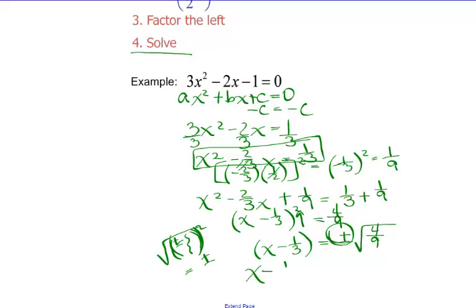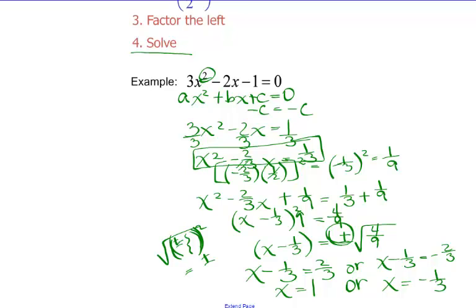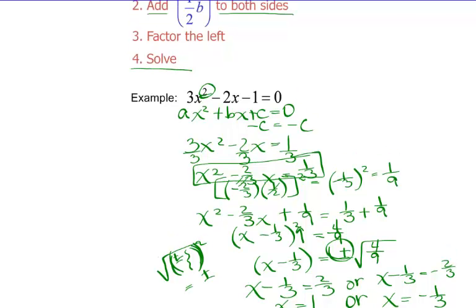So I have x minus 1/3 equals, and the square root of 4 is 2, the square root of 9 is 3. So it either equals a positive 2/3 or x minus 1/3 equals a negative 2/3. Since we're dealing with a quadratic equation, I shouldn't be surprised that I have two possible solutions. So here I'm going to add 1/3 to both sides, so x could be 1, or adding 1/3 to this side, x could be negative 1/3. So there are two possible solutions using completing the square.